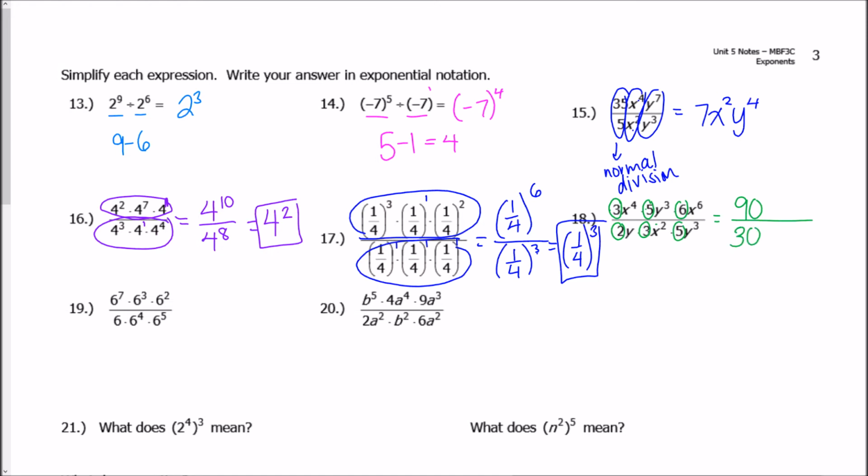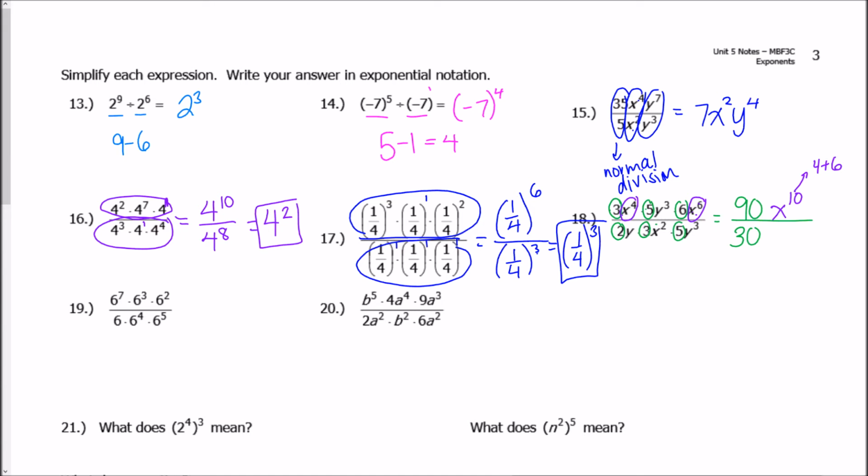Okay? Then I'm going to multiply all the variables that have the same base. So see how these both have x's here? So I've got x to the power of 4 and x to the power of 6. So that gives me x to the power of 10 because 4 plus 6 gives me 10.